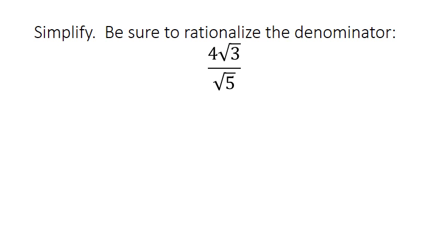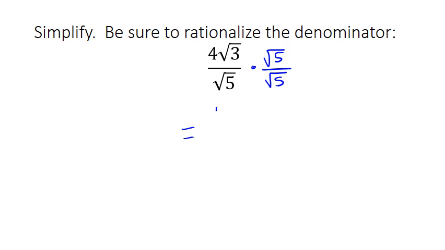The goal in rationalizing the denominator is to get rid of the radical in the denominator. The way we do that is we multiply by a funky form of 1 that includes whatever the radical in the denominator is. So in this case, we have a radical 5. So we're going to multiply the numerator and the denominator by radical 5. Since radical 5 over radical 5 is just a funky form of 1, we're allowed to do that.